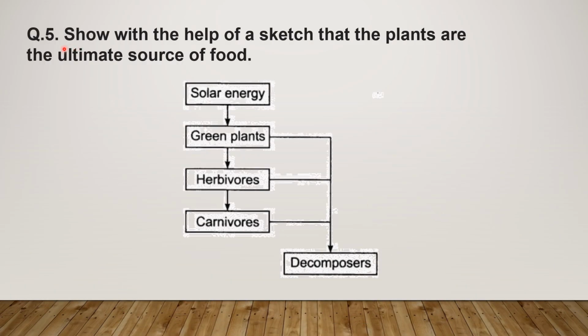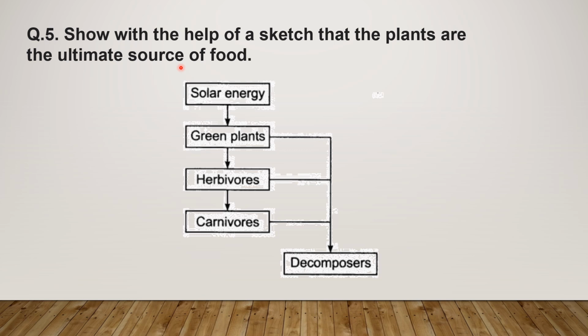Question number 5. Show with the help of a sketch that the plants are the ultimate source of food. So children, you know that solar energy is the ultimate source of energy, and green plants are the ultimate source of food, because plants can prepare their own food using the process of photosynthesis, and all other organisms including humans, herbivores, carnivores, decomposers, every organism depends upon green plants directly or indirectly.